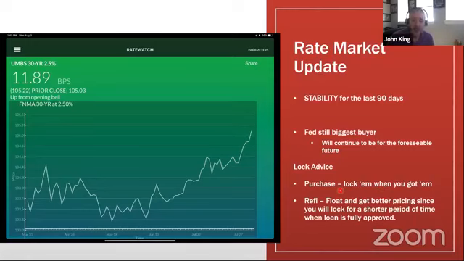On refinances, do not lock early. Do not pay for a long-term rate lock. Float because it's likely rates are going to either stay the same or go down.